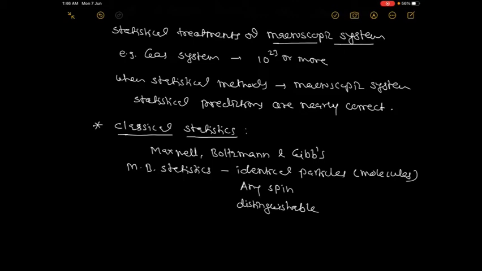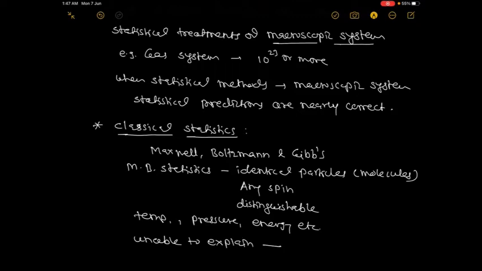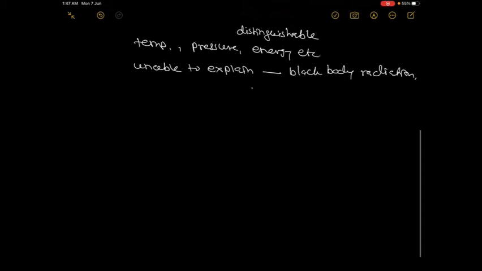Maxwell-Boltzmann statistic can easily explain the observed physical phenomena like temperature, pressure, energy, etc. But it is unable to explain the experimentally observed phenomena, just like black body radiation, specific heat at low temperature, etc. These phenomena are not explained under classical statistics.